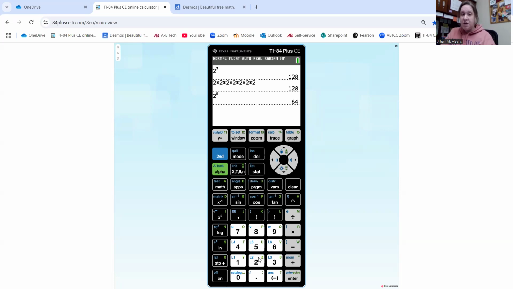Just to prove it to ourselves, let's go ahead and multiply it out. 2 times 2 times 2 again, times 2 again, times 2 again, times 2 again is 64. You could also do parentheses, so we could have in parentheses 2 to the 3rd, and then we could raise that to the 2nd power and we'll still get 64.